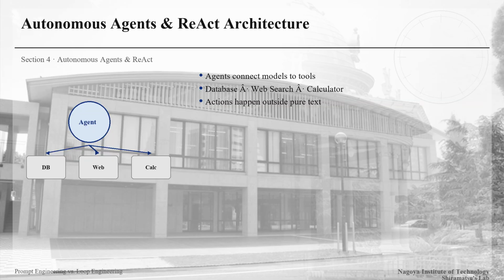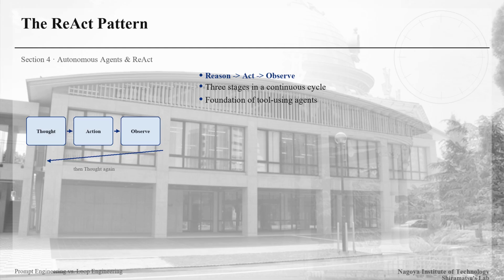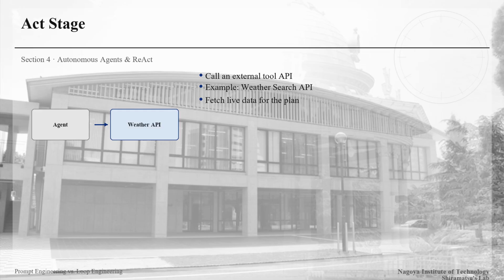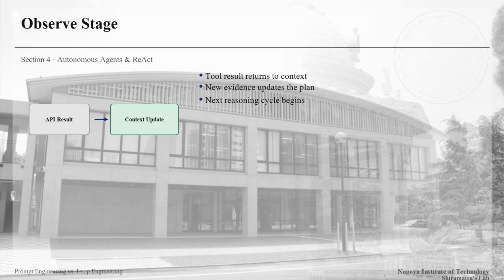Section 4 introduces autonomous agents and React architecture, where models use external tools. React means reason, act, and observe in a continuous cycle. In the reason stage, the agent breaks a goal, like planning travel, into tactical subtasks. In the act stage, the agent calls a tool, such as a weather search API, to fetch live data. In the observe stage, tool results return into context and trigger the next reasoning step.